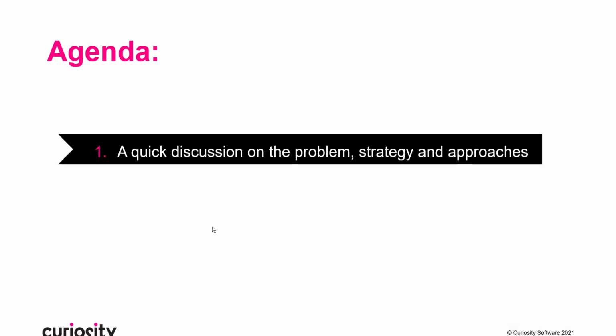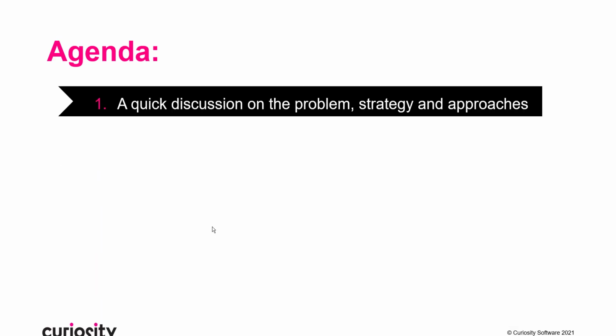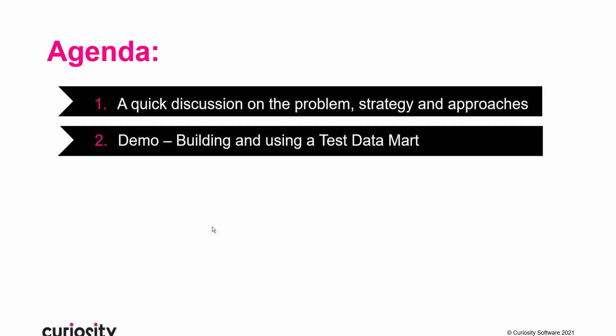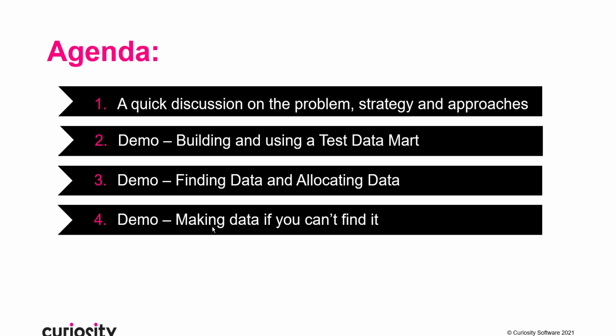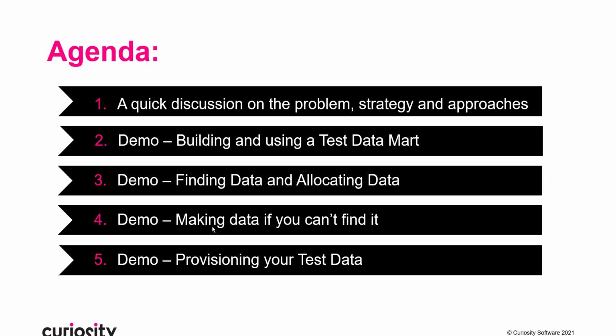Here's a short agenda. Firstly, a quick discussion on the problem and the strategy and approach to solve the problems. Then we'll move into a series of demos, firstly building and using a test data mart, then finding data and allocating data to specific test cases. Then we'll talk about how you link those finds to makes. And finally, we'll talk about how you provision your test data into your environments at the beginning of sprints.